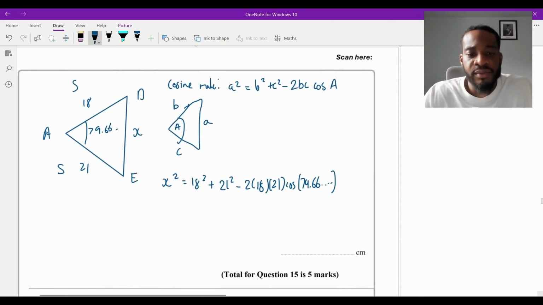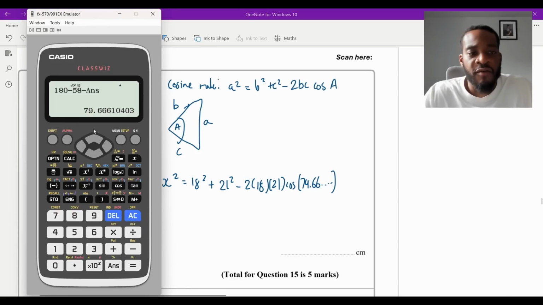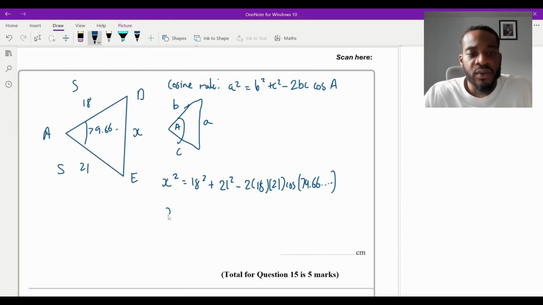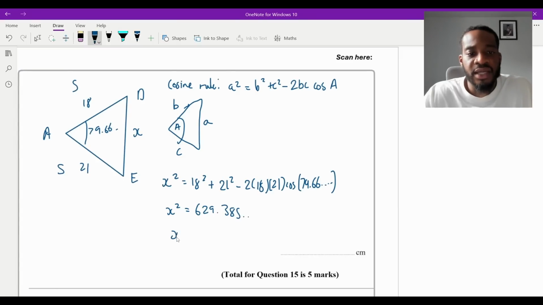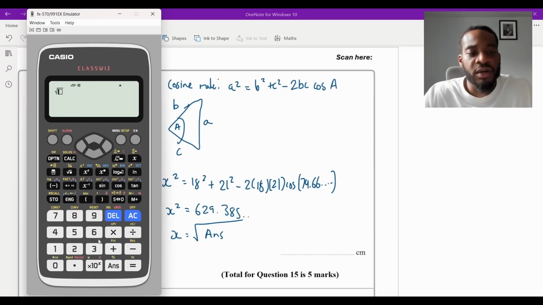So I get my calculator. I've got that number stored, so I'm not going to write it again. 18 squared plus 21 squared minus 2 lots of 18 and 21, and then cosine of the answer. I get that number there. So X squared is going to equal 629.385. Therefore X is going to equal the square root of that. Root answer gives me 25.08.